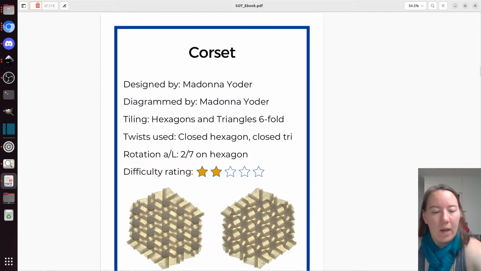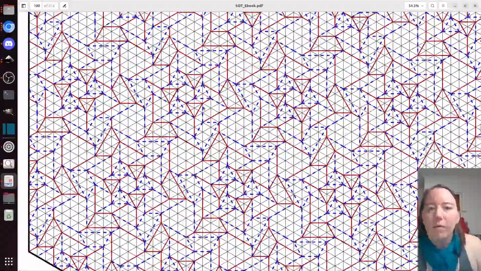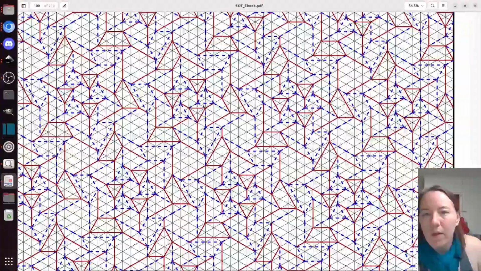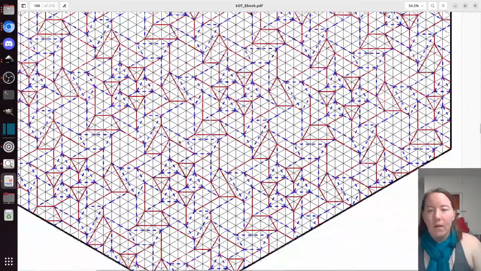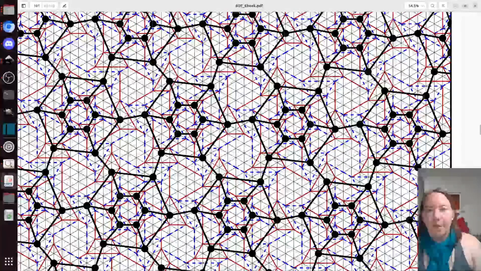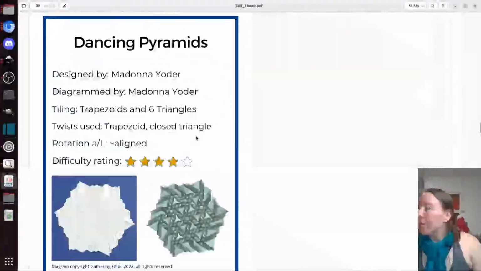And if I jump to page 100, so here's a fun one. It's really similar to the small triangles, trapezoids, and big triangles one that we were seeing earlier. But this one, the double depth pleat of the trapezoid connects directly back to another trapezoid. And so we've got this tiling that I call trapezoids and 6 triangles. The pattern is dancing pyramids, if I remember correctly. Yep.